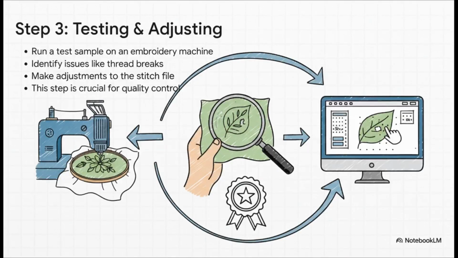Okay, so the file's done. Time to go, right? Nope, not even close. You never just assume it's perfect. A professional digitizer will always run a test sample. It's often called a sew-out. This is their chance to see exactly how that digital file translates to real-world fabric. They can catch problems like the thread pulling the fabric too tight or colors not lining up, and then they go back into the software to tweak it. This step is absolutely critical for quality control.